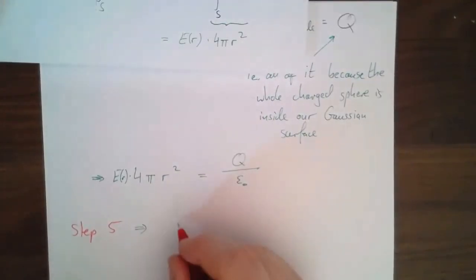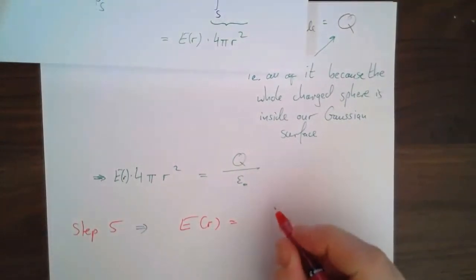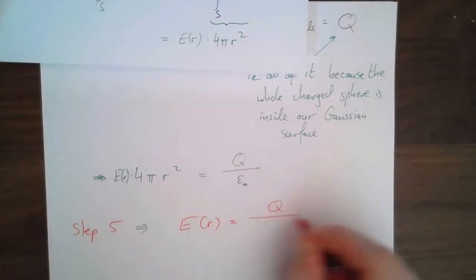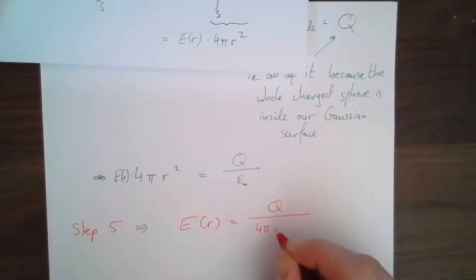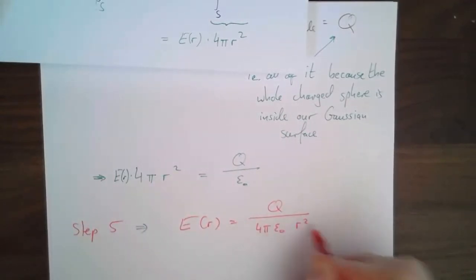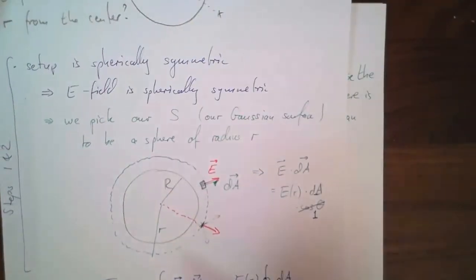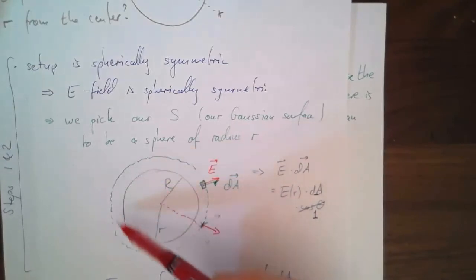Just rearranging this, we find that E(r), the electric field strength at distance r from the center, is Q over 4 pi epsilon naught r squared, by taking this down here, which you might recognize. This is Coulomb's law. Except we know Coulomb's law holds for a point charge. Well, if this had been a point charge, or the Q in the center, we would have done the same thing, and everything would have worked out the same.